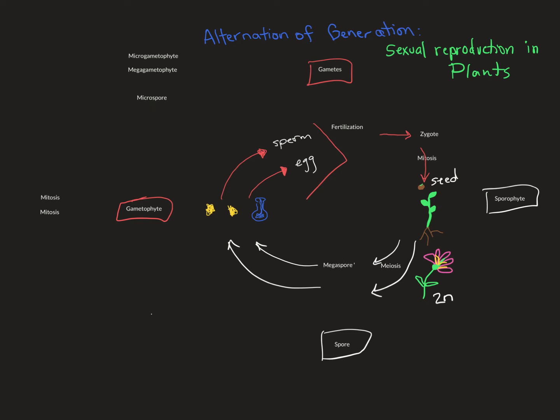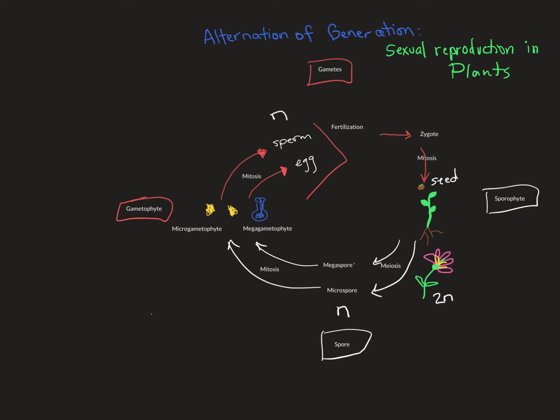The mega and microspores then divide through mitosis to form microgametophyte, more commonly known as pollen, and megagametophyte within the ovule, in the ovary, the base of the female flower. This begins the gametophyte generation of the cycle. The megagametophyte produces egg cells through mitosis, and the microgametophyte produces sperm cells through mitosis.